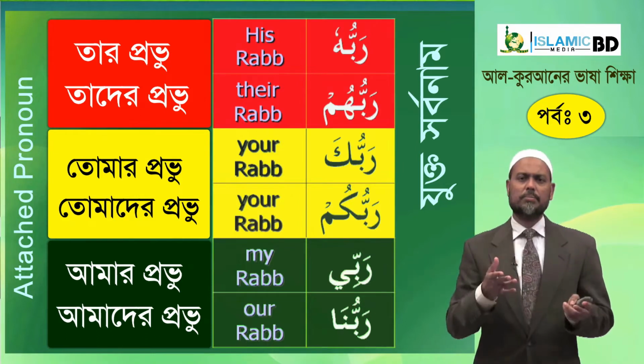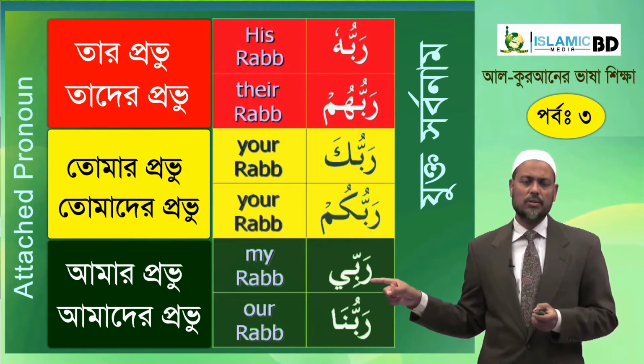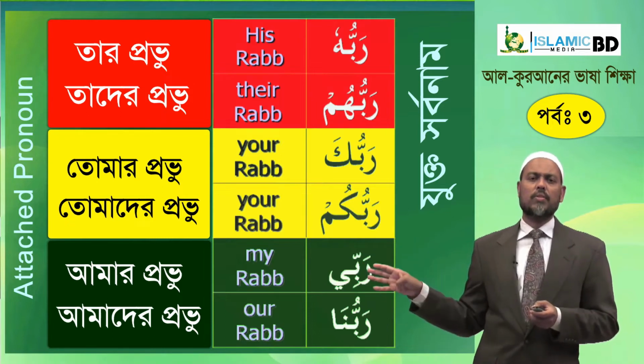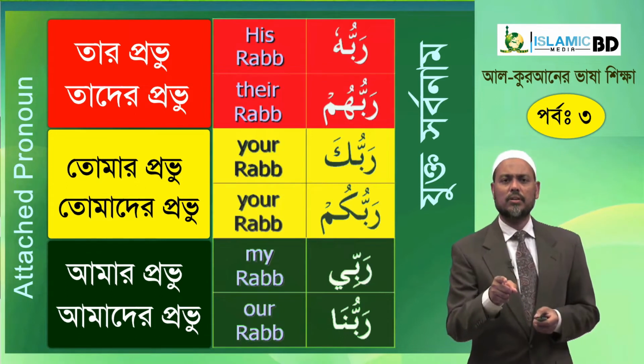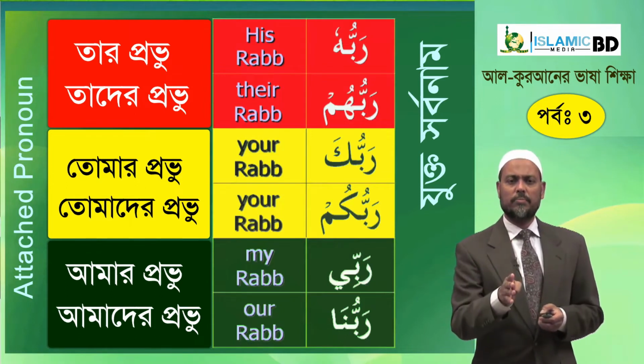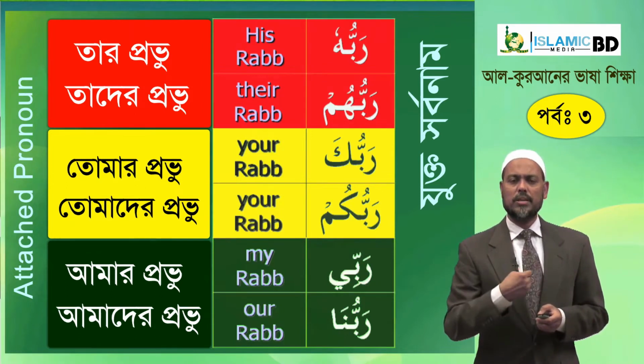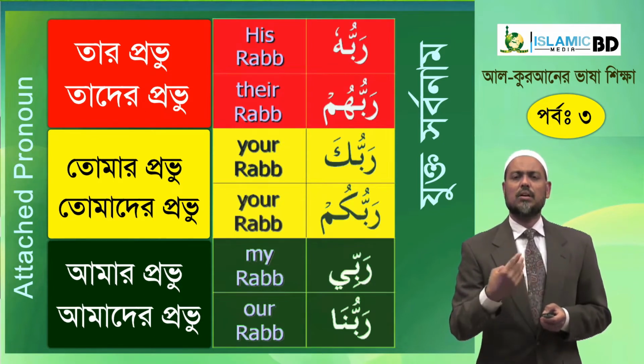So let us learn these 6 words. Rabbuhu, his Rabb. So please repeat after me. Rabbuhu, his Rabb. Rabbuhum, their Rabb. Rabbuka, your Rabb. Rabbukum, your Rabb. Rabbi, my Rabb. Rabbuna, our Rabb.